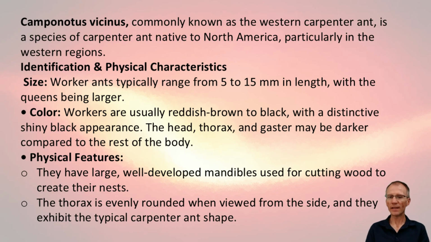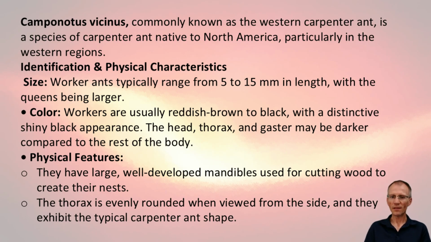Size. Worker ants typically range from 5 to 15 millimeters in length, with the queens being larger. Color. Workers are usually reddish-brown to black with a distinctive shiny black appearance. The head, thorax, and gaster may be darker compared to the rest of the body.